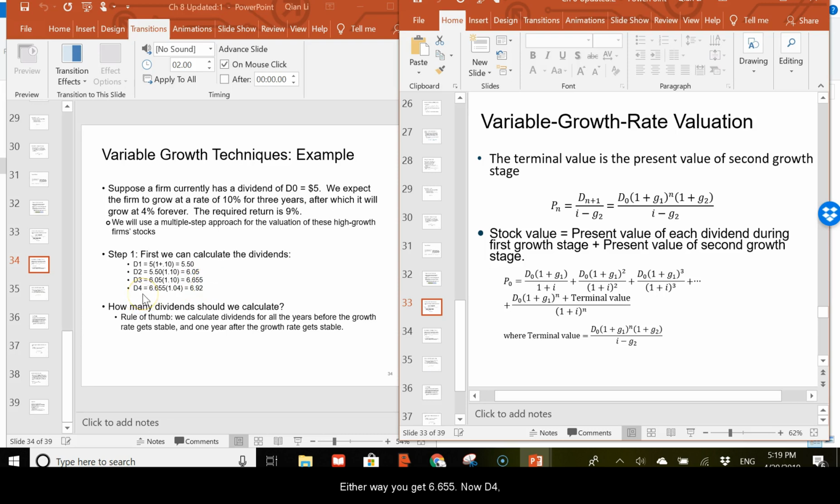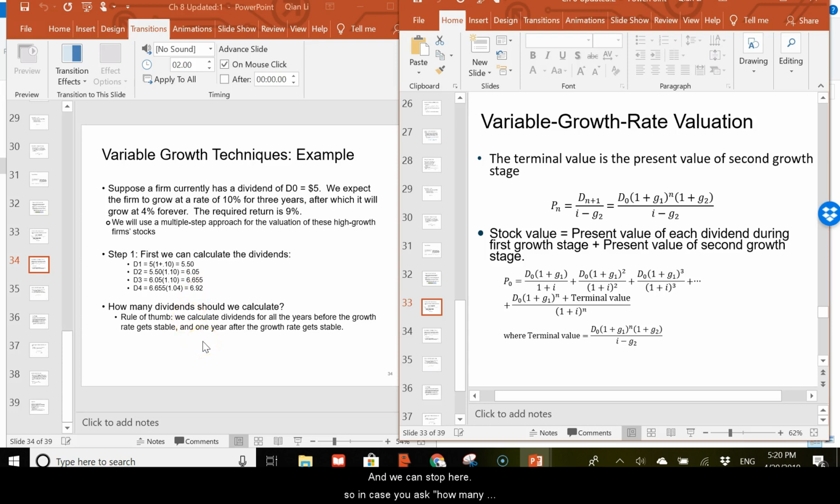And now D4, pay attention here because D4 is not D3 multiplied by 1 plus 10%. Instead, it's only 4% now, because after year 3, it's a 4% low growth rate till forever. So D4 is actually D3 multiplied by 1 plus g2, the 4% low growth rate. And we can stop here.